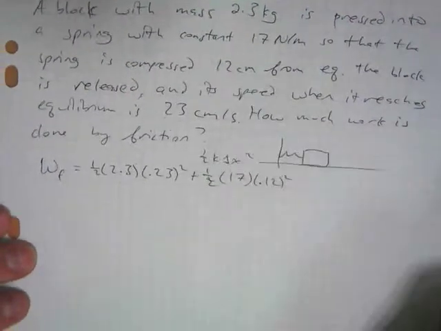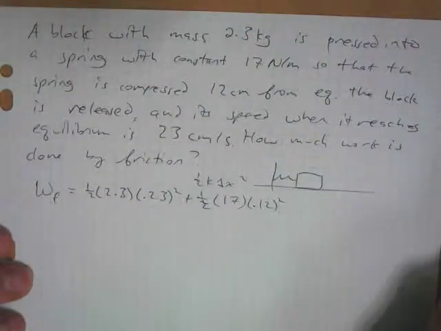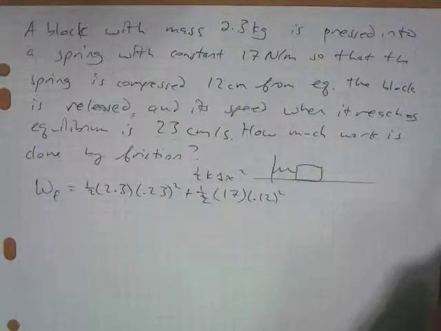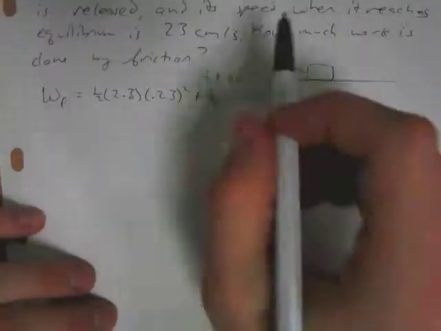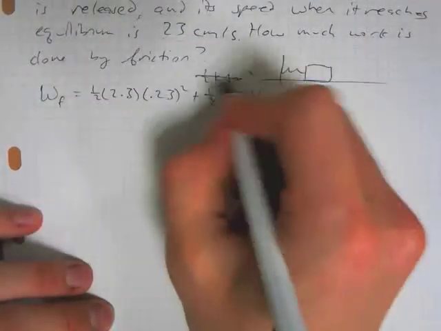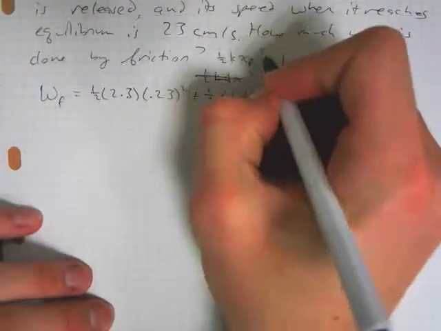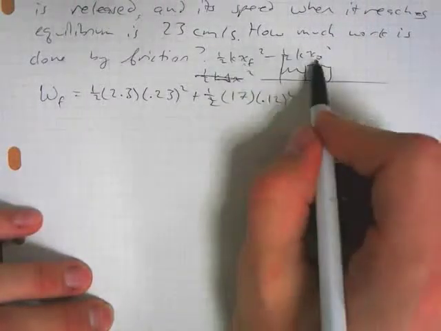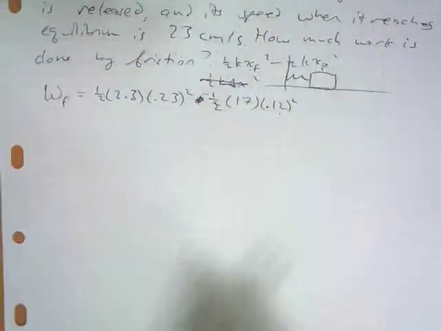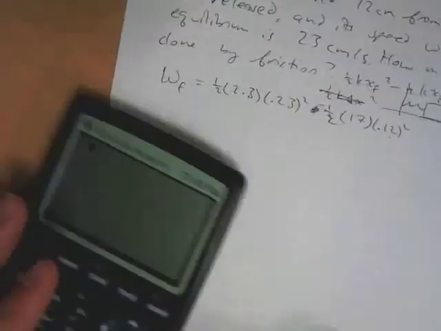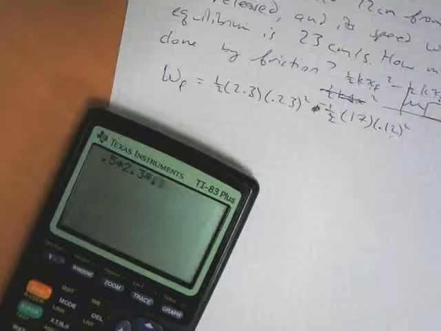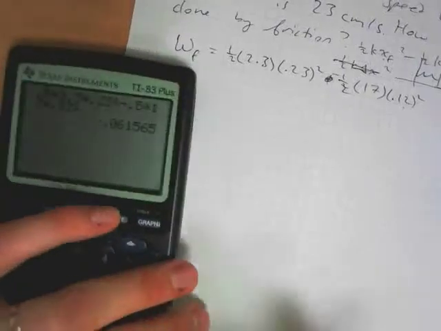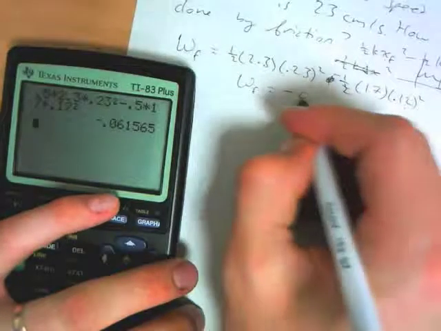So when we add the spring potential energy, it should be 1/2 k x final squared minus half k x naught squared. Right? And our x final squared is 0, our x naught squared is 0.12, so there should be minus half times 17 times 0.12. So if we punch that in, we get that our work done by friction is minus 0.61565 joules.